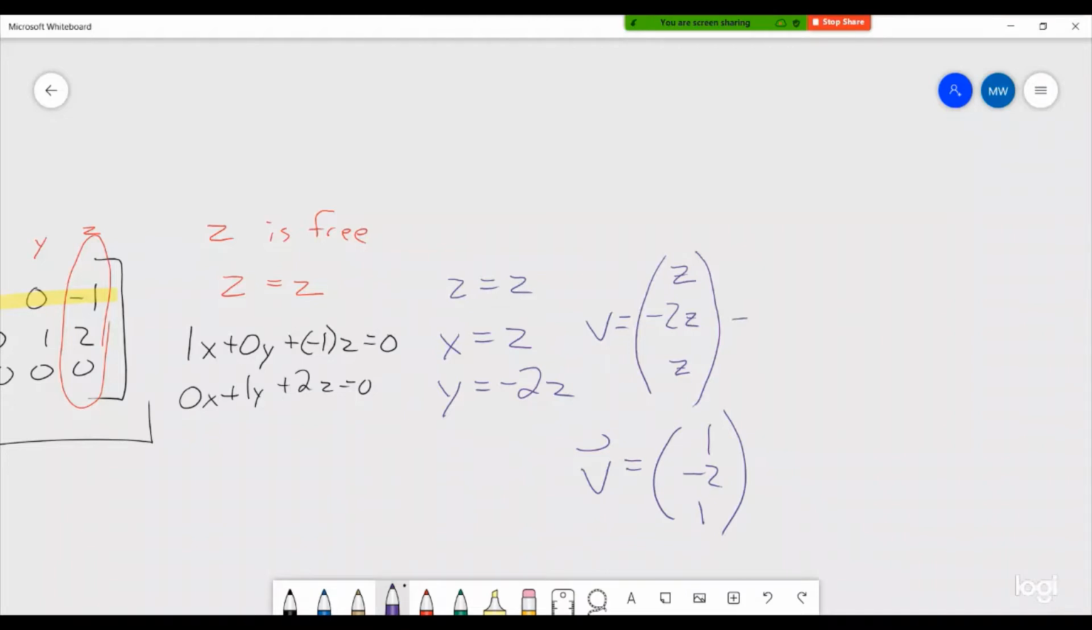And so that's how we would find our eigenvectors. It's 1, negative 2, 1 times z, which is our free variable. So this is what's left over, one of our eigenvectors. And that's the eigenvector that corresponds to when lambda is 0. So this would be like vector 1 with lambda 1 equaling 0. So that is the vector that corresponds with 0.